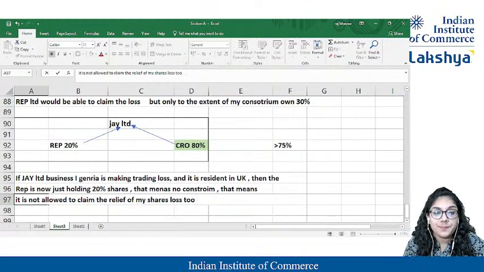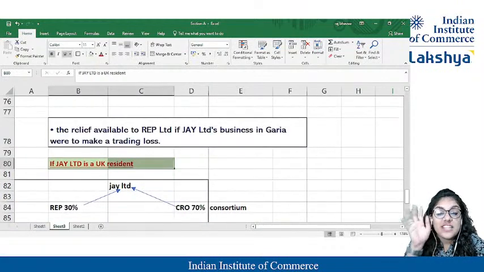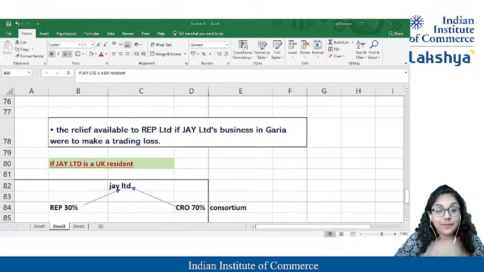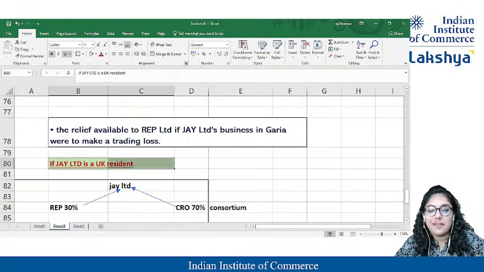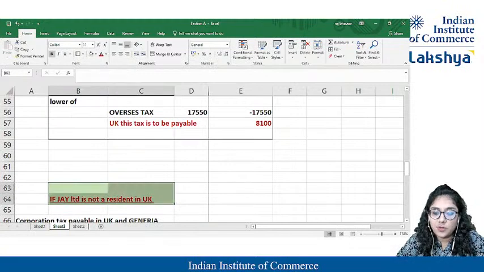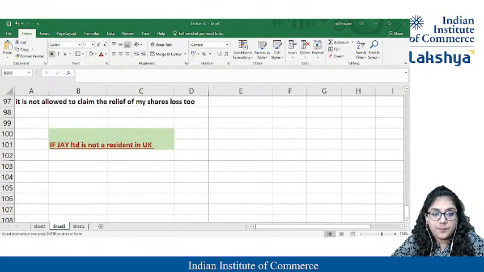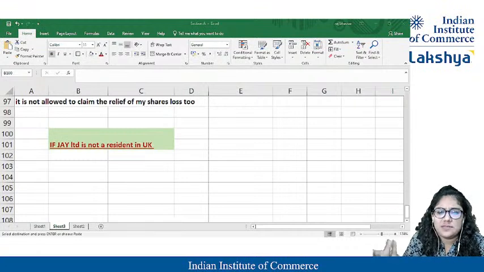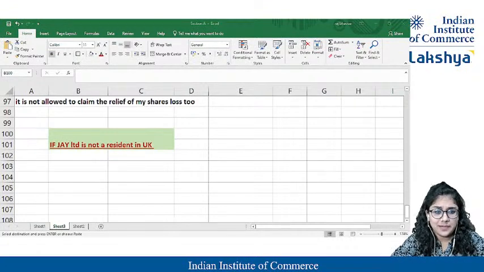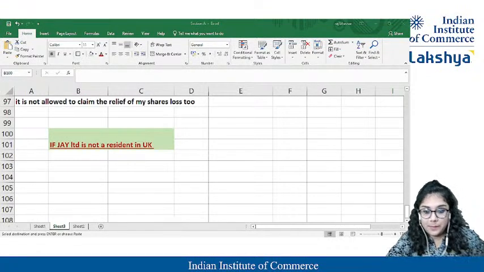I hope you guys are getting it. Students, this is a scenario when Jai Limited is a UK resident. But now if Jai Limited is not a UK resident, then there is no tension. Why? If Jai Limited is not a UK resident, why is there no tension, guys? I'll show you all. If Jai Limited is in any which way not a UK resident, then no relief. Why will REP not get the relief? Because losses of an overseas resident we cannot settle off. It cannot be settled off or surrendered to UK. So it's not a big deal. We cannot settle it off. No relief will be available.